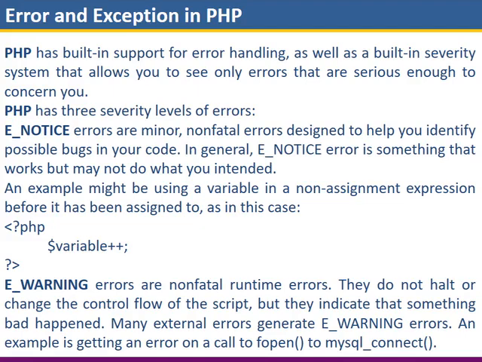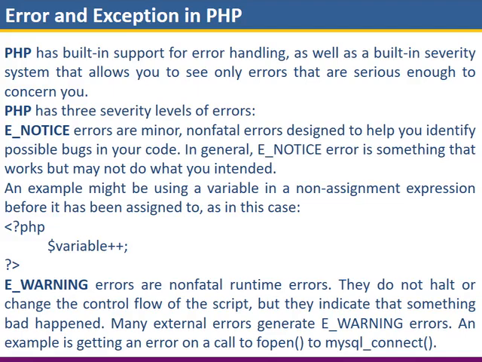In PHP as well, we have three severity levels of error, as we have in Python, where we have three or four kinds of error: syntax error, semantic and logical error. But in PHP we have three severity levels of error: E_NOTICE, E_WARNING and E_ERROR. So we'll be looking at them one by one.